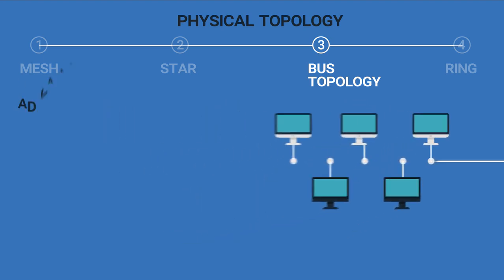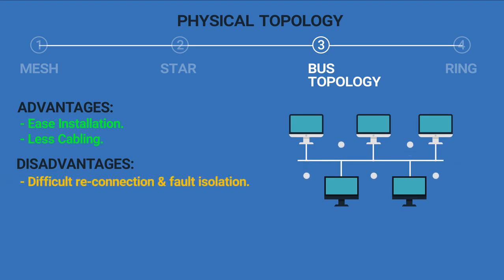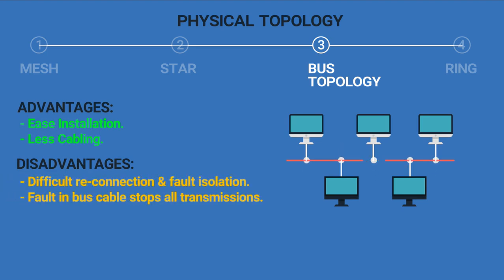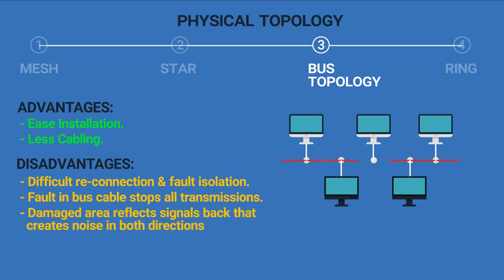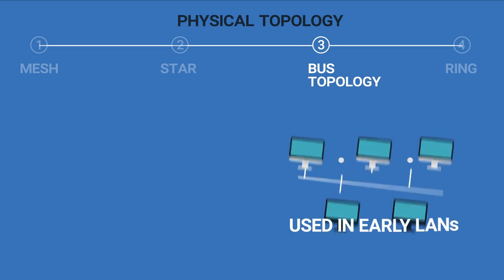between those taps. Advantages: ease of installation, less cabling. Disadvantages: difficult reconnection and fault isolation. A fault or break in the bus cable stops all transmission. The damaged area reflects signals back, which creates noise in both directions. Bus topology was one of the first topologies used in the design of early LANs. Ethernet LANs can use a bus topology, but they are less popular now.